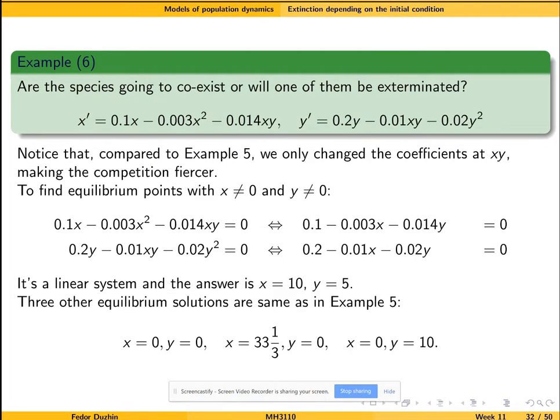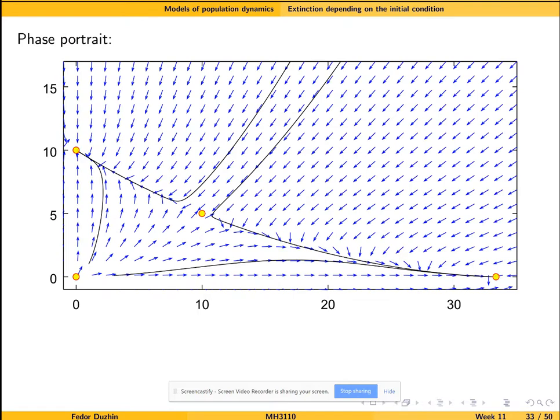There do exist other equilibrium solutions. And since the part with x, y, x squared, and y squared is the same, the other equilibrium solutions are just the same as in the previous example. So they're just 0, 0, and carrying capacity and 0. So let us look at the phase portrait.